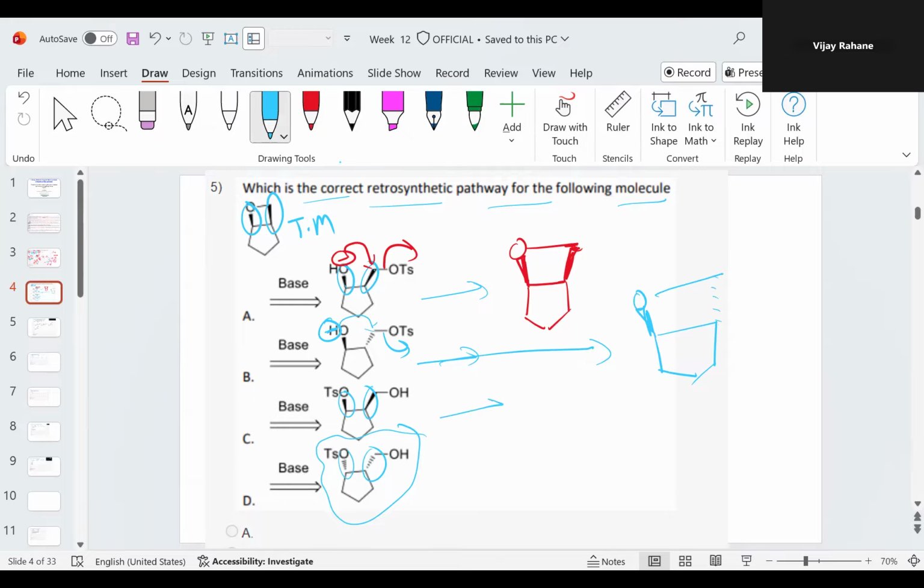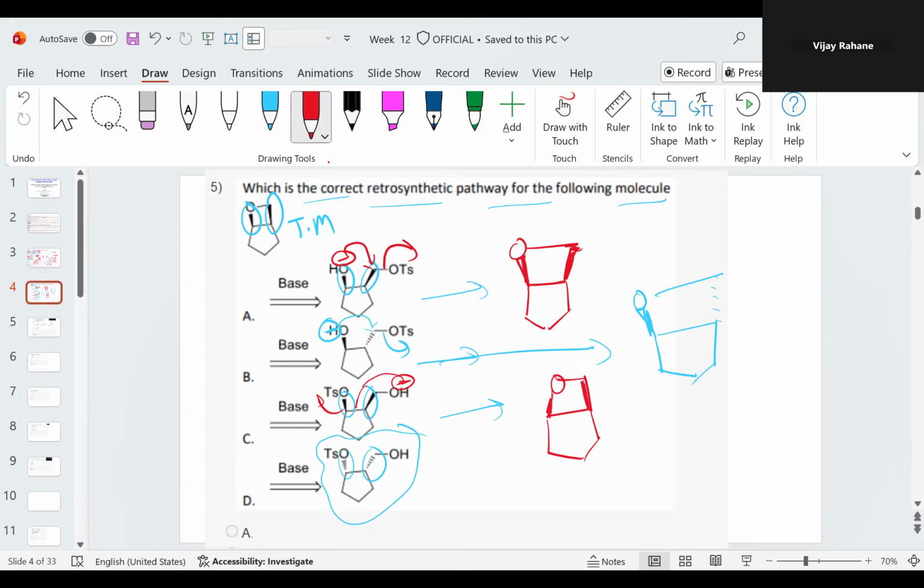In the third option, what do we get here? In the third, both are cis. So OH will be O negative in the presence of base, and if it attacks this carbon, it should attack from the backside, and then OTs is eliminated. What product do we get here? We get some different product here. Here we get CH2, this is O, and it attacks here.